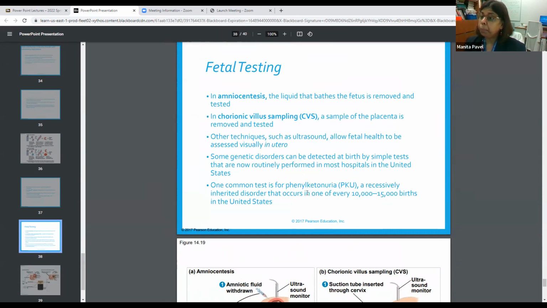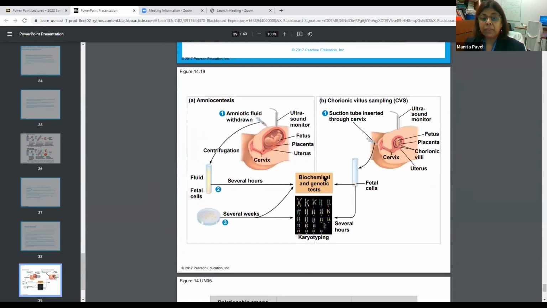And one common test for PKU, a recessively inherited disorder, occurs 1 out of every 10,000 to 15,000 births in the United States. So let's look at this. In amniocentesis, what is amniocentesis? You may have heard of it. It's a technique in which the physician or the doctor will insert a sterile syringe into the amnion.